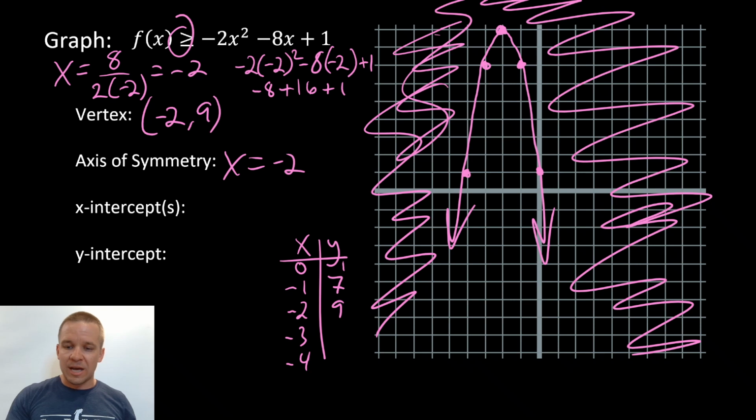So I think that is a pretty solid graph of this quadratic inequality. I'm not going to worry about anything else there. We do have our y-intercept of 0, 1. I'm not going to deal with the x-intercepts. I think that's it. That's good enough. That's what I'm talking about.